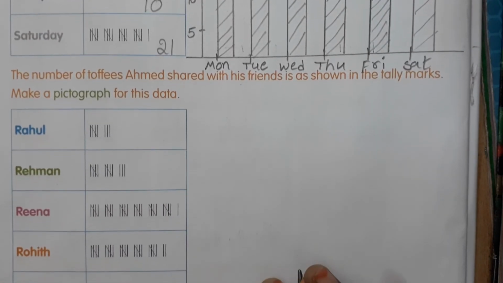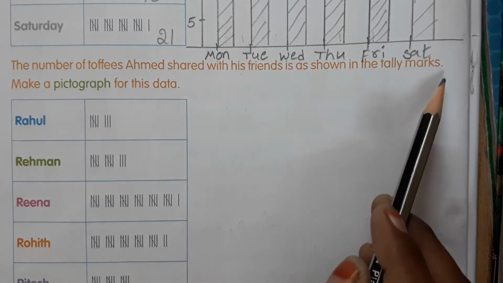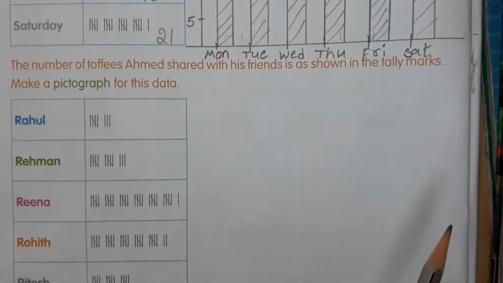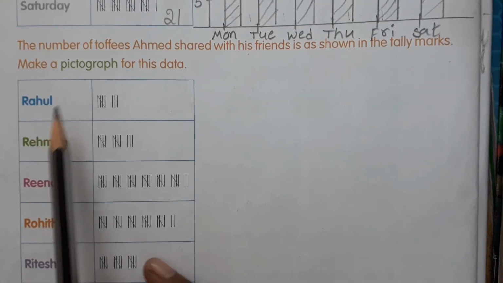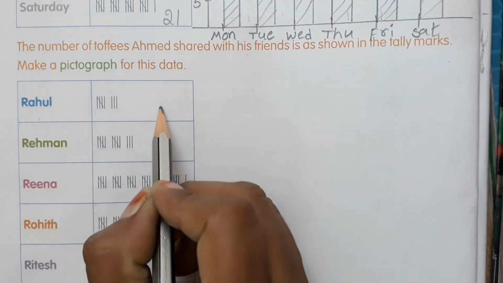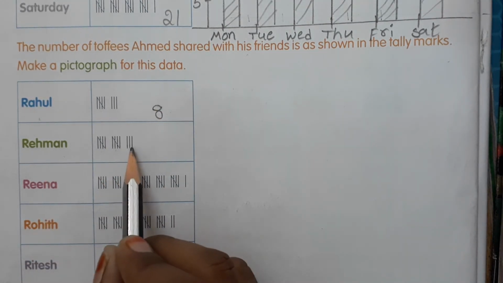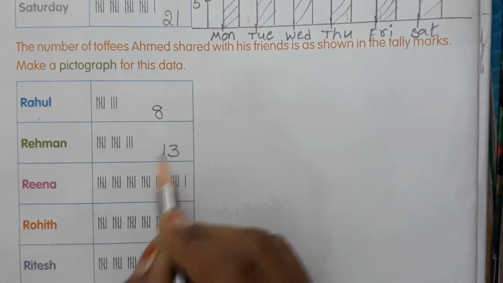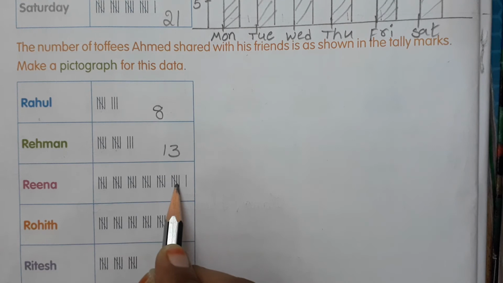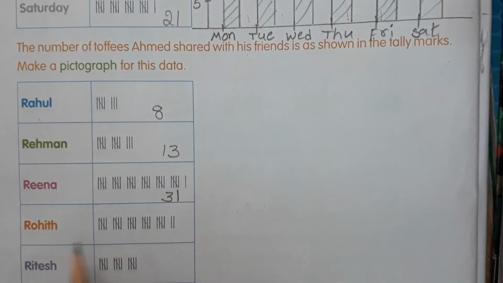The number of toffees Ahmad shared with his friends is as shown in the tally marks. Make a pictograph for this data. So here look, Ahmad shared to Rahul how many? 5 plus 3, 8. Rehman 5 plus 5, 10, 10 plus 3, 13. Reena 1, 2, 3, 4, 5, 6 5s are there. 6 5s 30, 30 plus 1, 31.